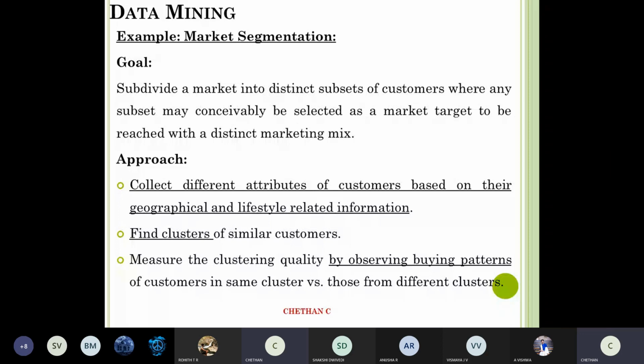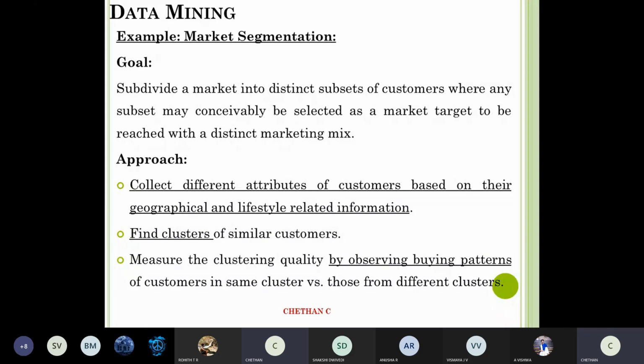Where a subset may be doing what? It may be selected as a market target to be reached within a distinct marketing mix. What is my approach? I'm going to collect different attributes of customers based on geographical and lifestyle related information. The example I was talking about: people who buy sweaters, people who buy ice creams.